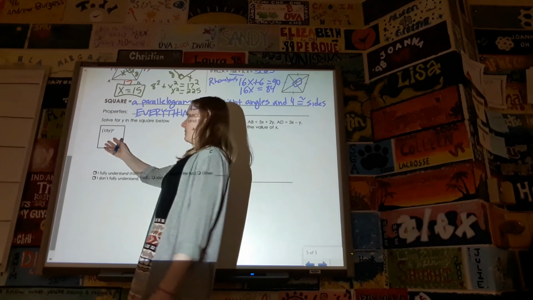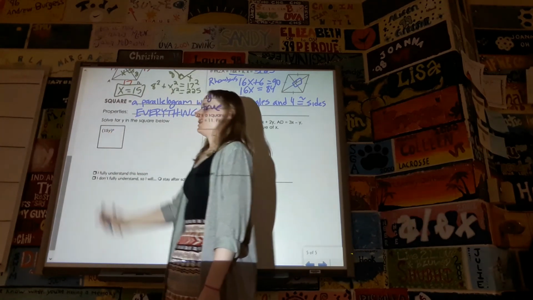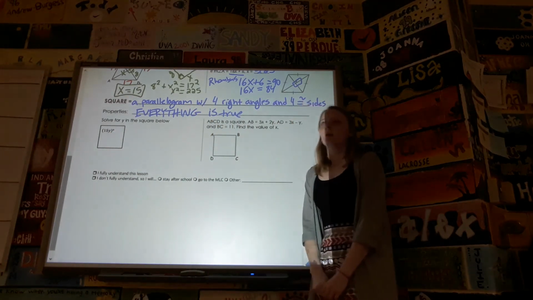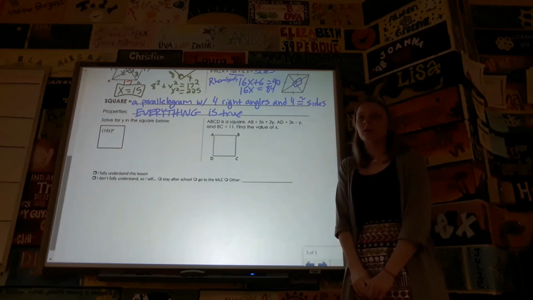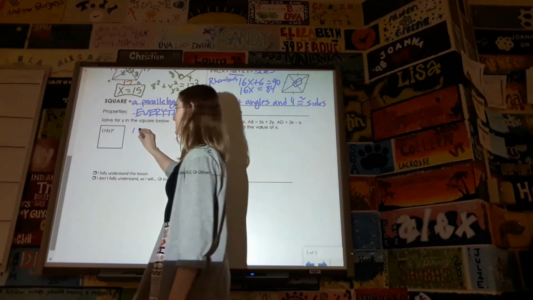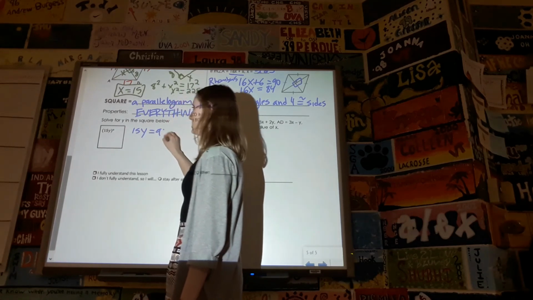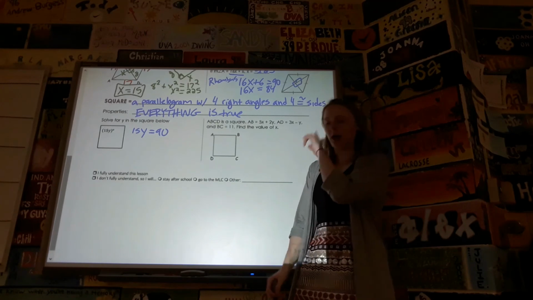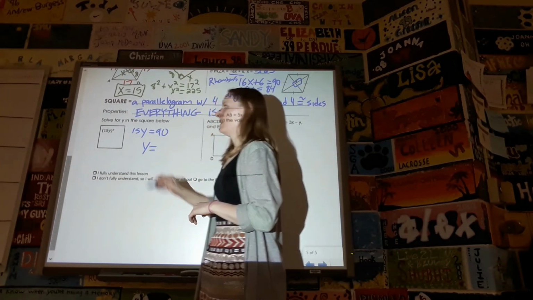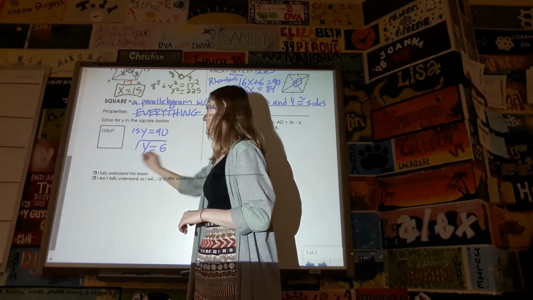Right? So here's a picture of a square. I would like to know what the measure of y is, please. 90. 15y is equal to 90, and then I'll have to solve that. The expression is equal to 90, then you solve it to find y. So what would the value of y be? 6. Okay, easy enough, right?